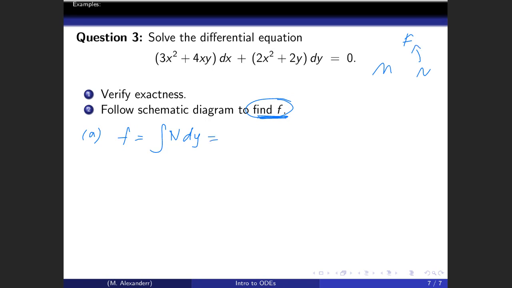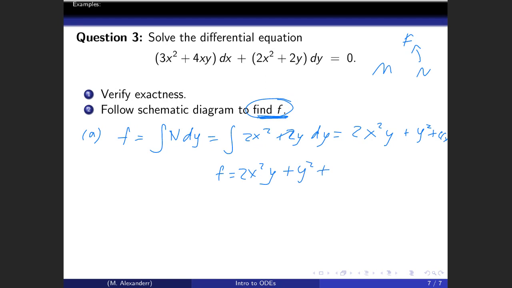Okay, so if you plug in the N formula here, you get 2x squared plus 2y, and we are going to integrate this with respect to the y variable. And if you do integrate this with respect to y, then you get 2x squared y plus y squared plus c. But that c is a function that depends on the variable x. So let me just rewrite it here a little bit more clearly. What we got is 2x squared y plus y squared plus a constant, but that constant is a function that depends on the x variable. Make sure that you now know that this is a constant, a function that depends on the x variable.